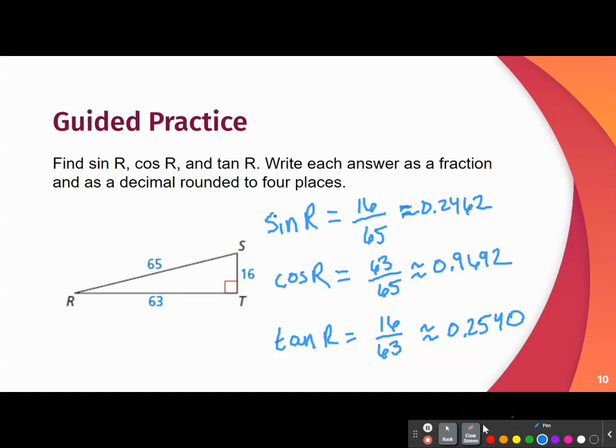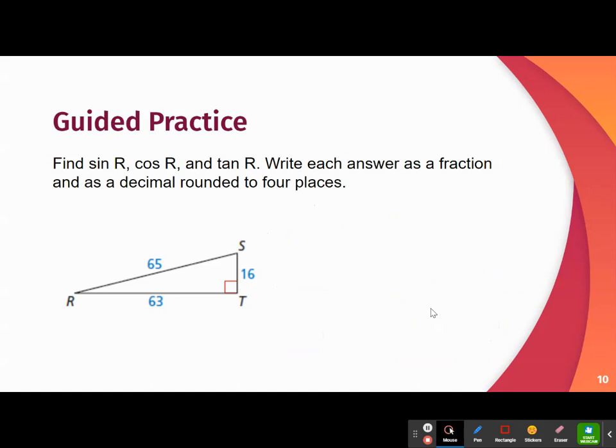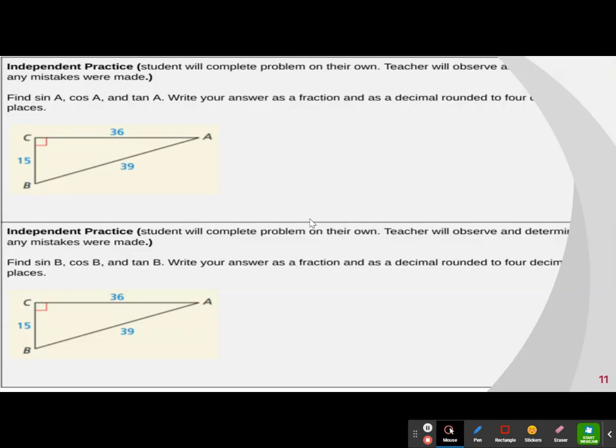Alright, now you're going to do the next two on your own. And here are the missing numbers, so go ahead and fill in your missing numbers. You got 15, 36, and 39 on the first one. And then 15, 36, and 39. And yes, you would need to draw the triangles. Okay? Alright, so these will be done on your own. Once you do these on your own and I check them, you have a homework assignment over section 10.2.